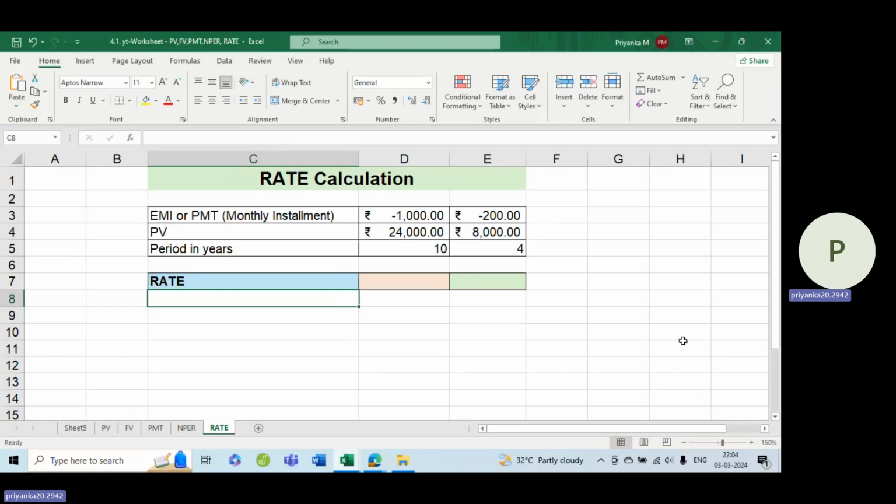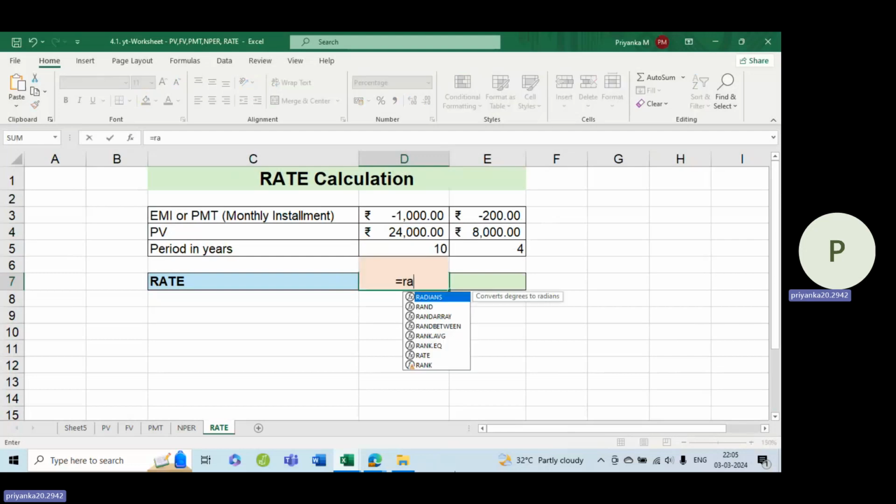So how will you calculate rate when the other parameters are provided? Two examples are given here. In the first example, they say the present value is 22,000 and the equated monthly installment, how much you have to pay monthly, is 1,000 rupees. The number of periods you have to pay is 10 years. This is just an example. They are asking what is the percentage rate, what will be the rate of EMI?